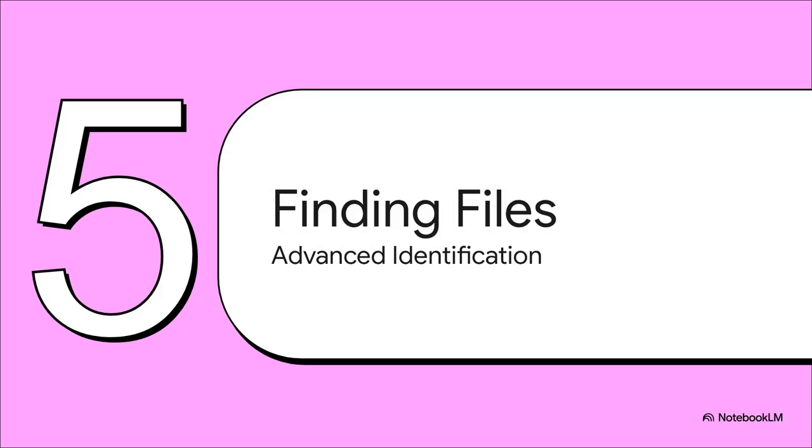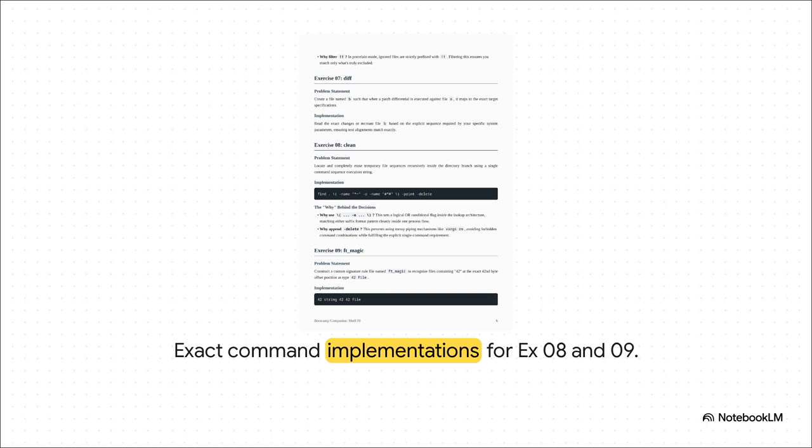And here we are at the finish line. Module 5, Finding and Identifying Files. Take a look at these final, incredibly elegant command string implementations for exercises 08 and 09. For the clean exercise, we're utilizing the find command with logical or conditional flags tucked inside escaped parentheses. This allows us to recursively locate temporary files matching 2 completely distinct suffix patterns cleanly in just one single pass. And for ftmagic, we're actually constructing a custom system rule to recognize files based on exact byte placement.